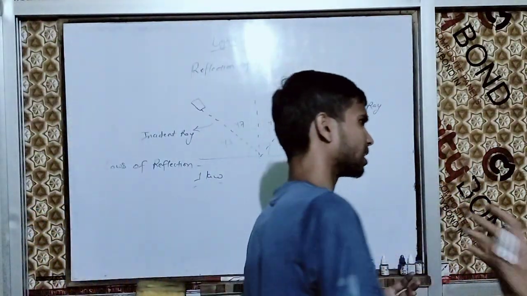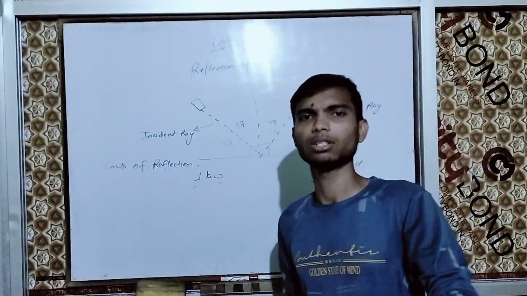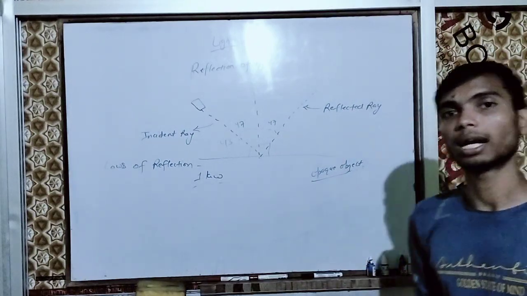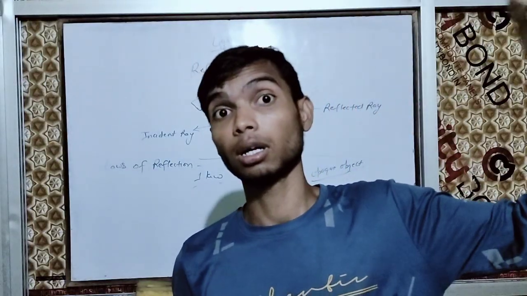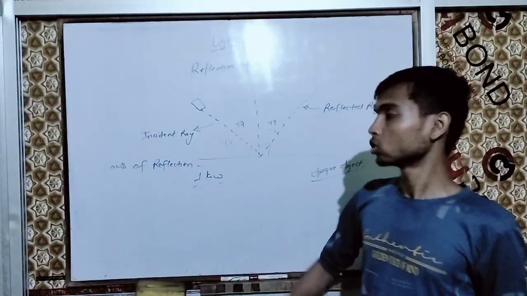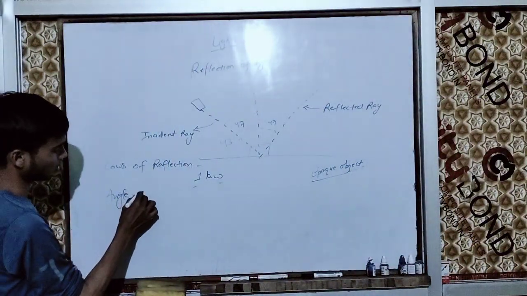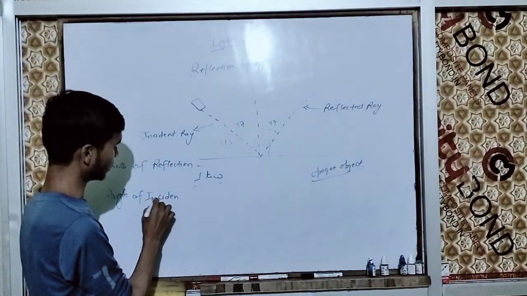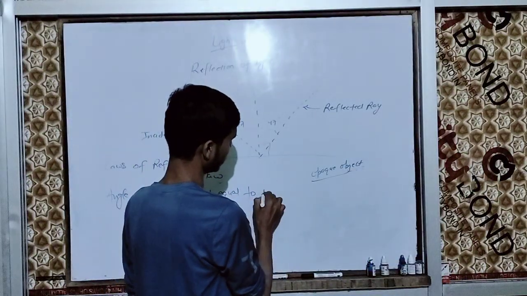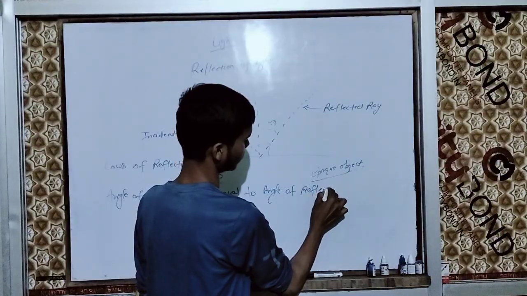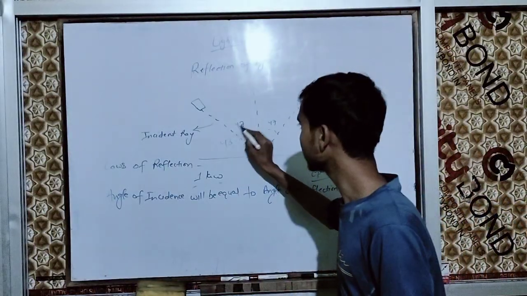Here, as you know, our subject is physics, and it explains what is happening in nature. Some rules are already written in our textbook, and these were written by scientists after doing a lot of experiments. So here, the first law is what? Angle of incidence will be equal to the angle of reflection. Clear? What is the meaning of this statement? This angle should be equal to this angle.